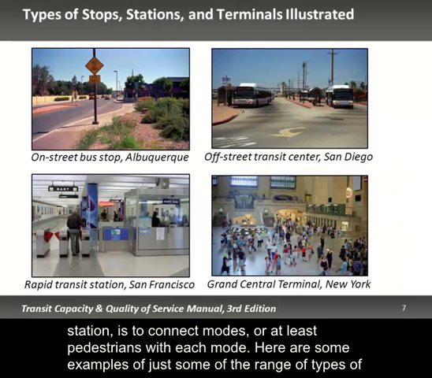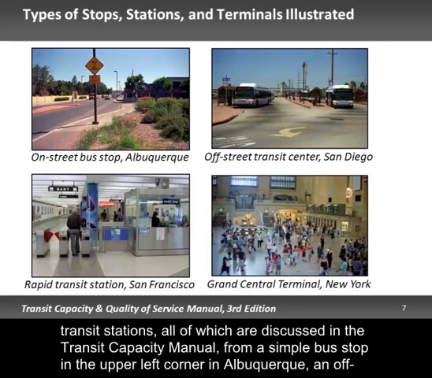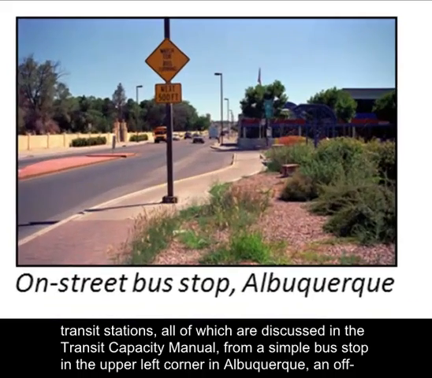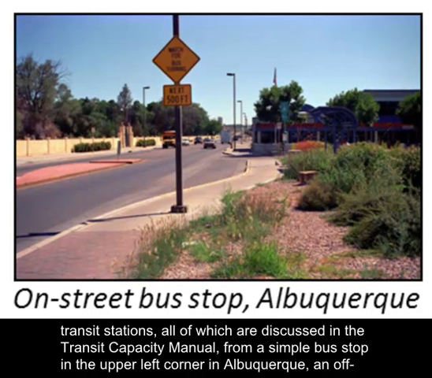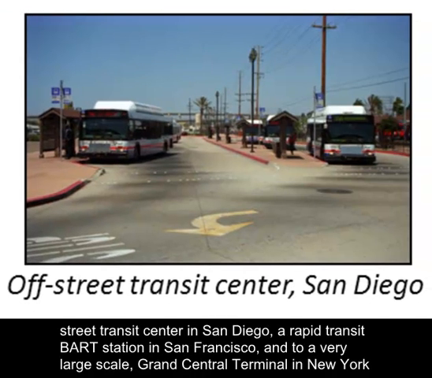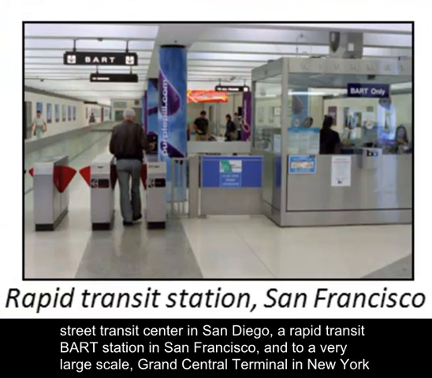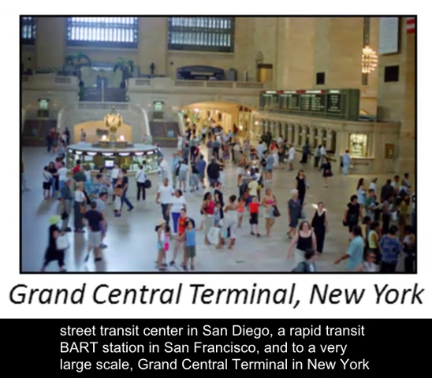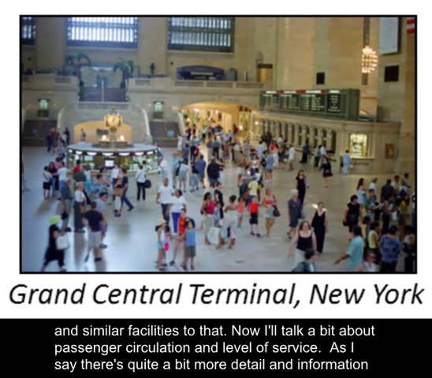Here are some examples of just some of the range of types of transit stations, all of which are discussed in the Transit Capacity Manual. From a simple bus stop in the upper left corner in Albuquerque, an off-street transit center in San Diego, a rapid transit BART station in San Francisco, and to a very large-scale Grand Central Terminal in New York and similar facilities to that.